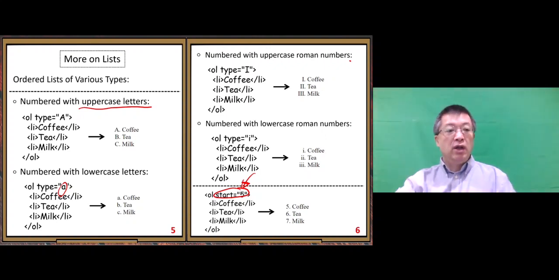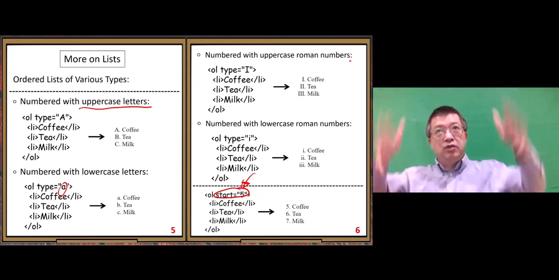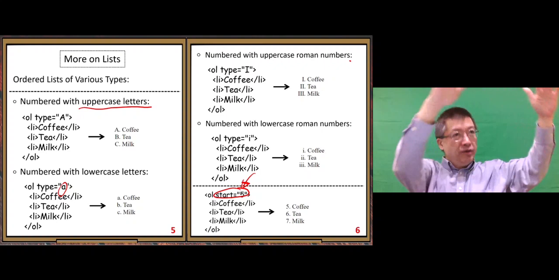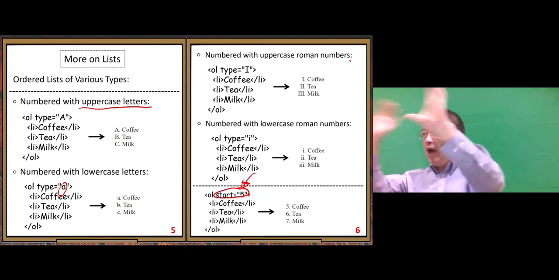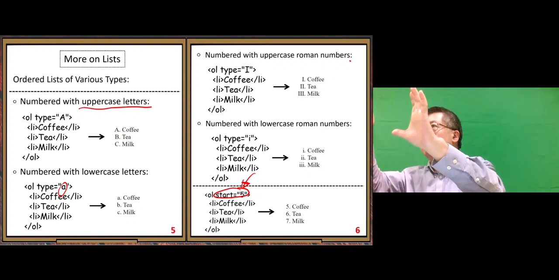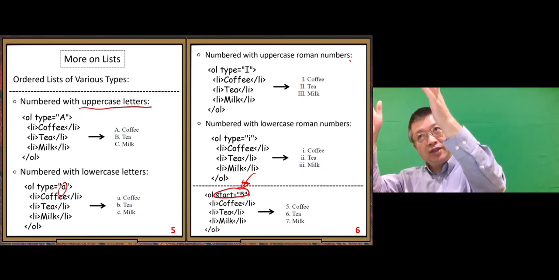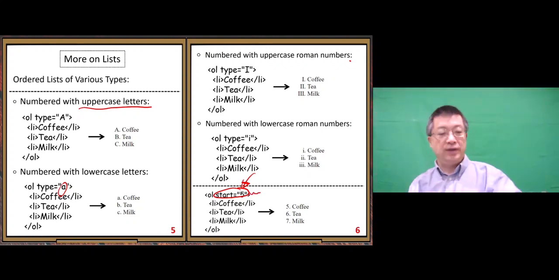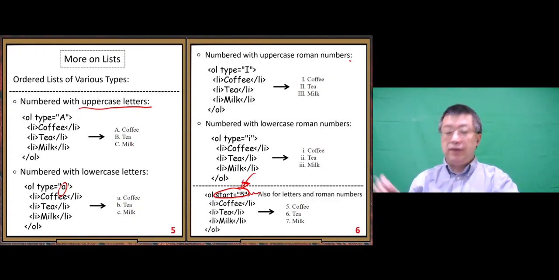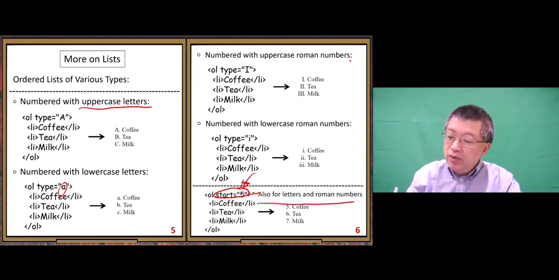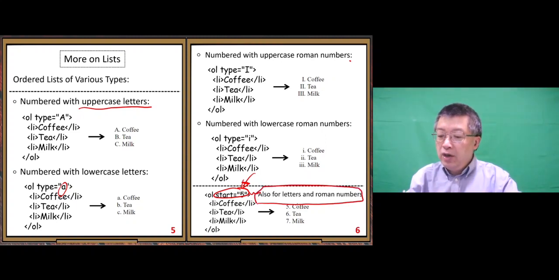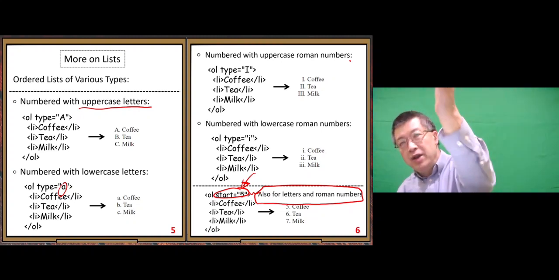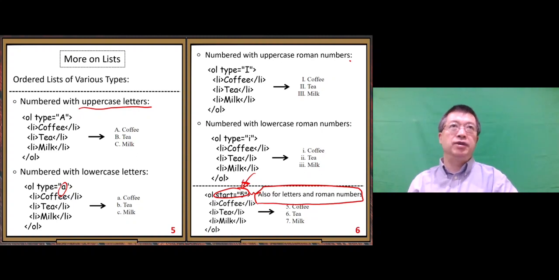For example, in your page, you want to split into 2 halves, the left half and the right half. The left half, you already placed 5 items. So the right half, you want to start from item number 6, not number 1. In this case, you can use this start attribute. This also works for letters and Roman numbers. Letters, you can also start from somewhere in the middle. Roman numbers, same idea.